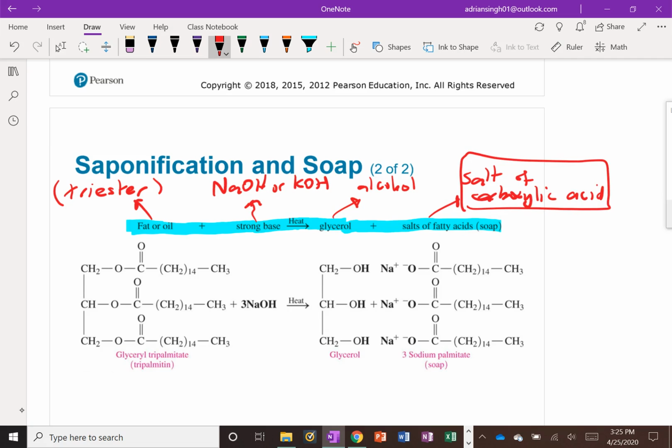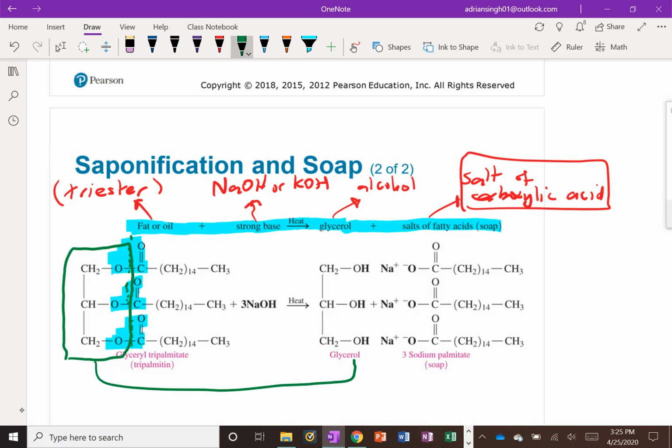So again, if we look at our triglyceride or tri-ester, locate the ester functional group in each case, right? The C double bond O is going to tell you where that is. We're going to split it immediately after the C double bond O in each case. All right, and then the other side of the molecule, you can see your 3 carbon alcohol, that's your glycerol that we make.